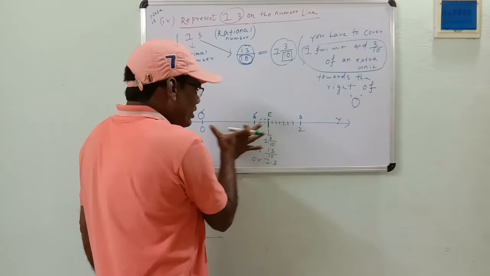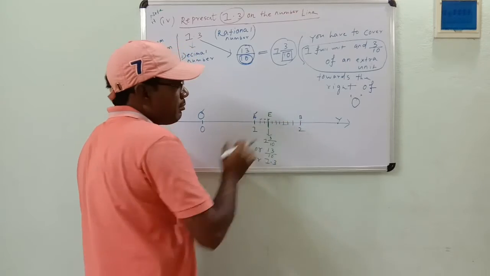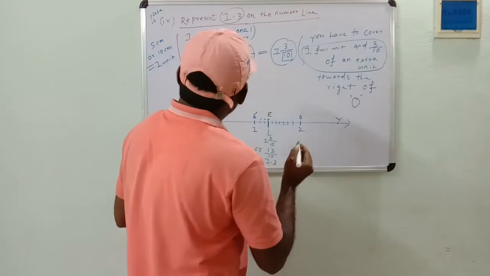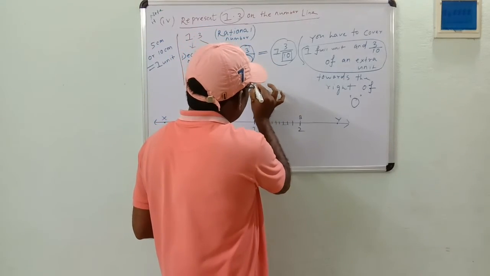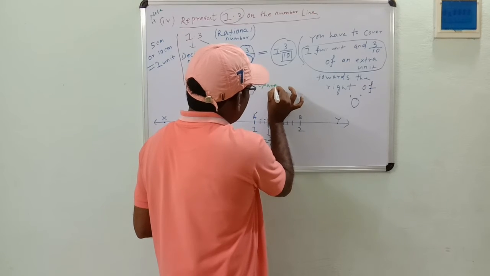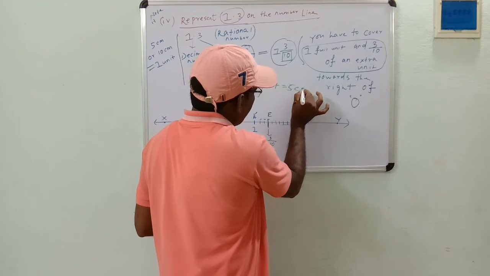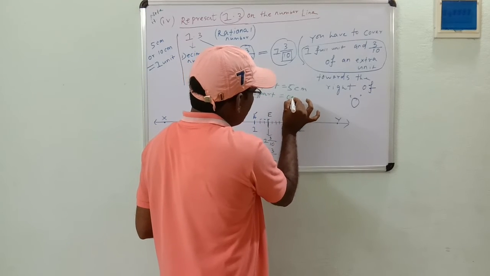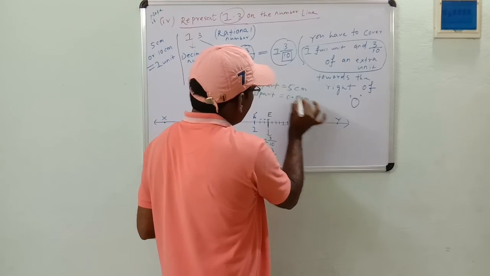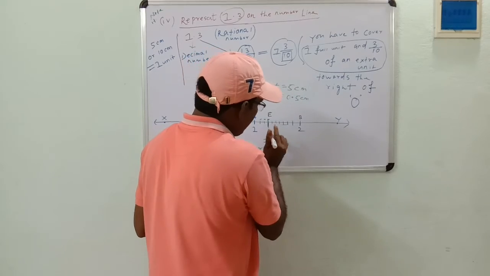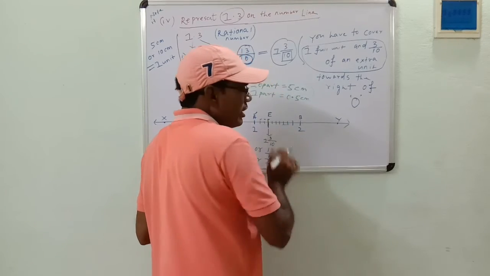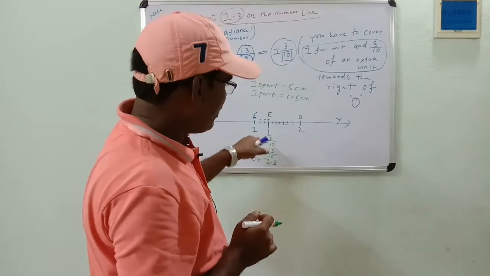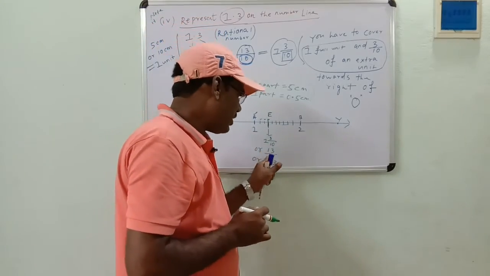5 cm can be divided into 10 parts. Then 1 part is equal to 0.5 cm. So here 1 part indicates 0.5 cm. So point E represents 1 full 3/10 or 13/10 or 1.3.